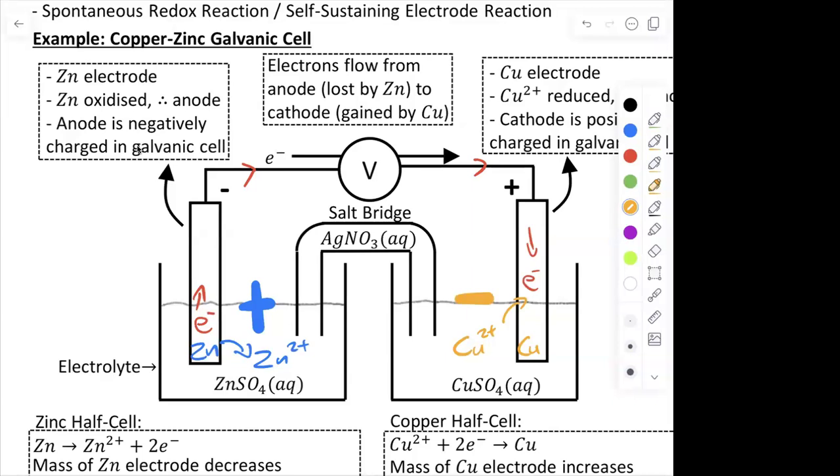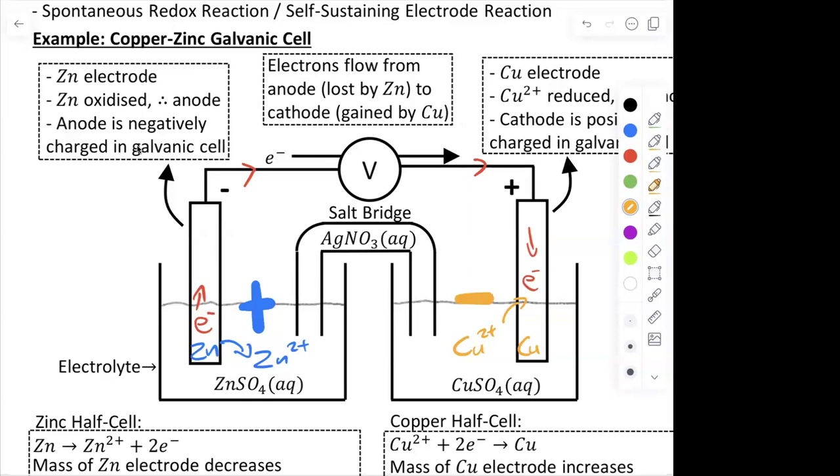Because I'm removing copper 2+, I'm leaving sulfate ion, SO4 2-. I'm removing copper 2+, I'm leaving SO4 2-. So I have more and more negative ions on my right-hand side, right? And now I'm going to have a little bit of a chemical and electrical imbalance. How do we solve that?